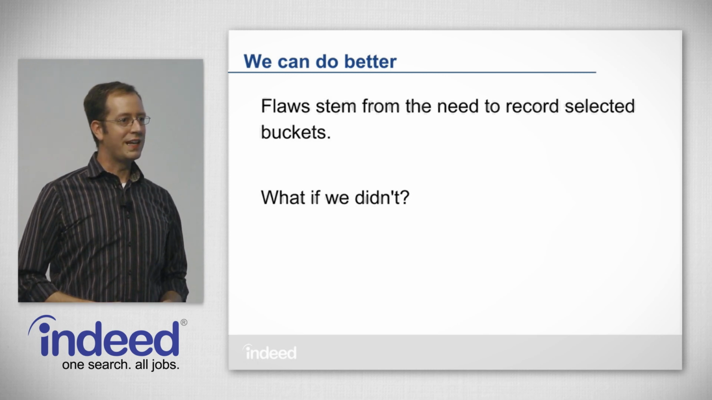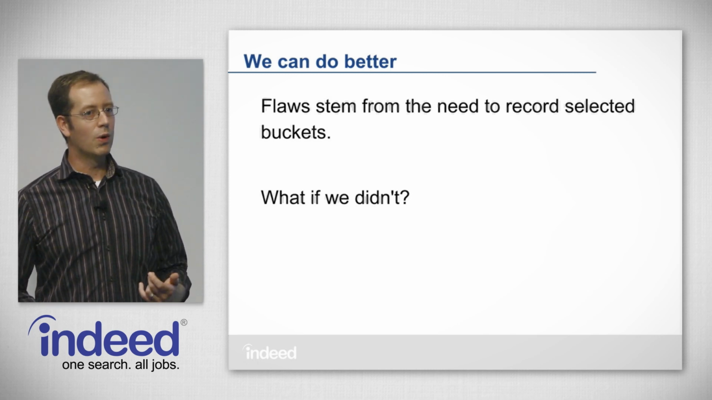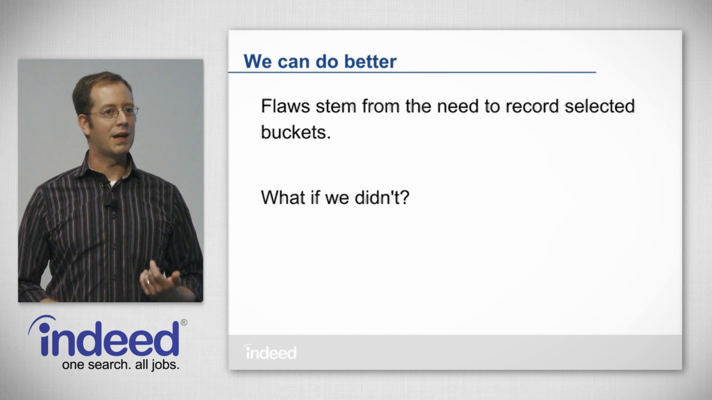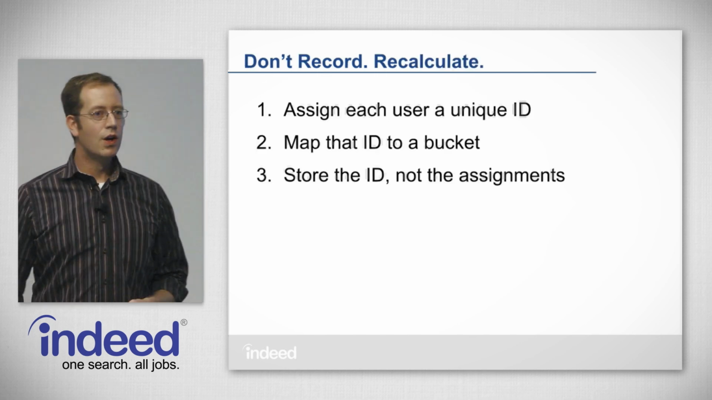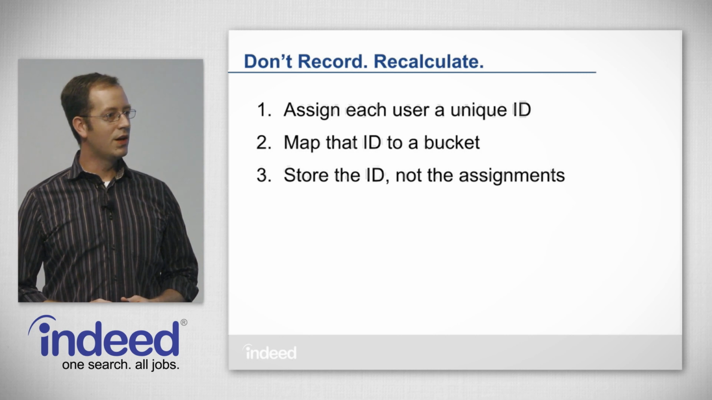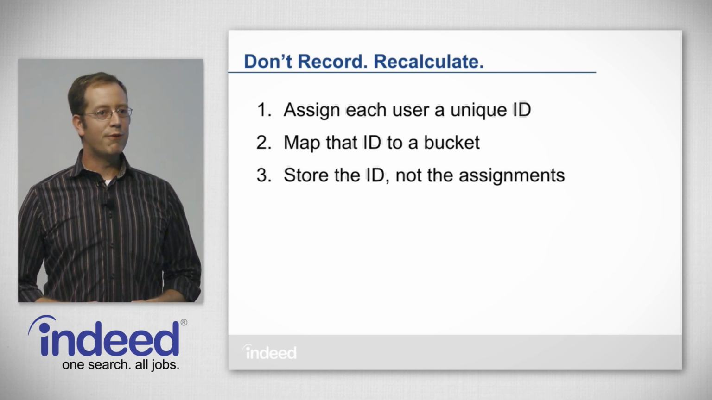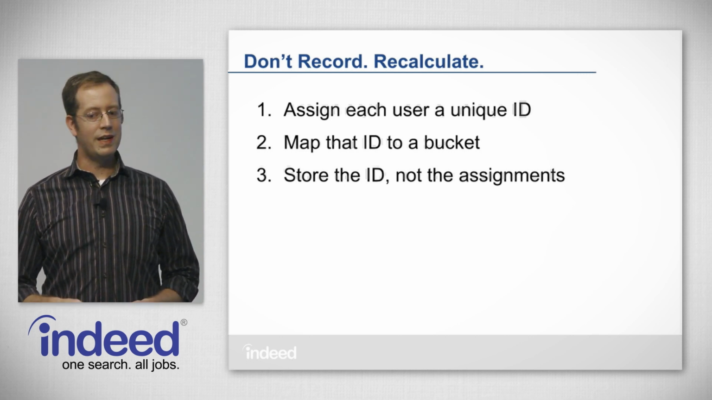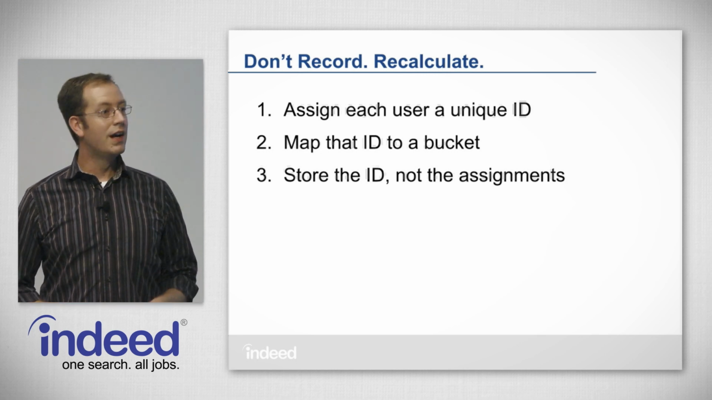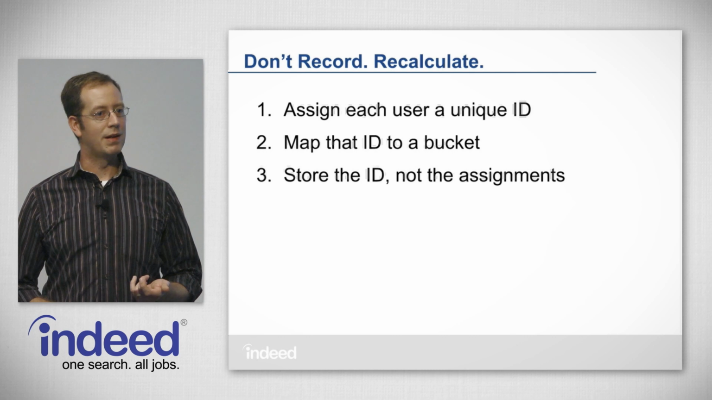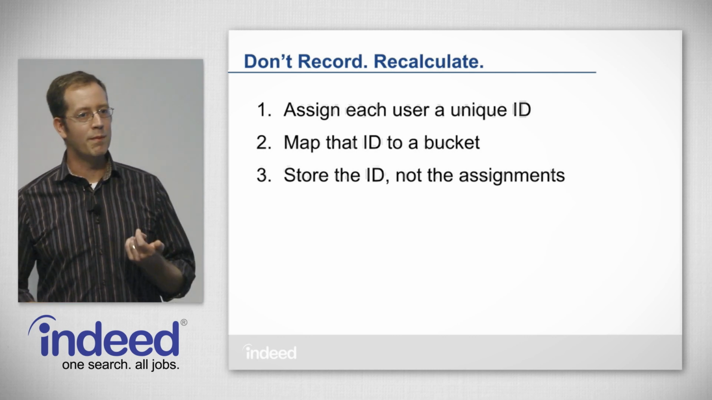All the flaws that we've seen stem from the fact that we need to record the assignment, that we need to record which bucket we stuck you into. So what if we didn't do that? Instead of recording the assignment, we can recalculate it. If we assign every visitor to the site a unique ID, find a way to map that ID to one of our test buckets, then we store the ID instead of the assignments, then we only need to pass around one bit of information for every user.